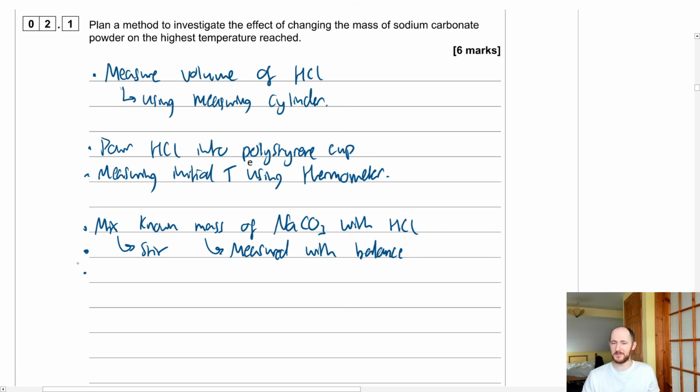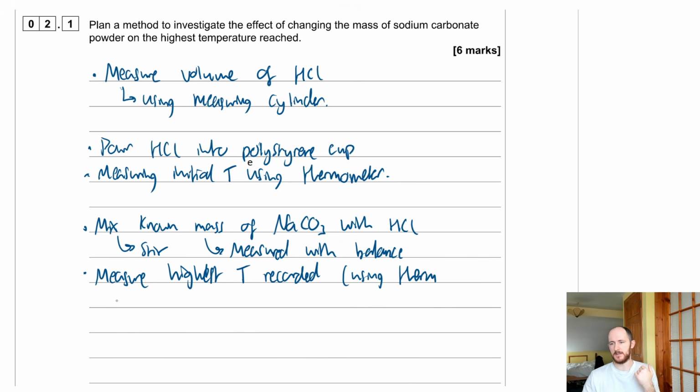So that's pretty good too. I'm going to get rid of that bullet point because we've got different things there. And measure highest temperature recorded. Highest T recorded. Again, using thermometer if needed. So far we've got 1, 2, 3, 4, 5 marks.